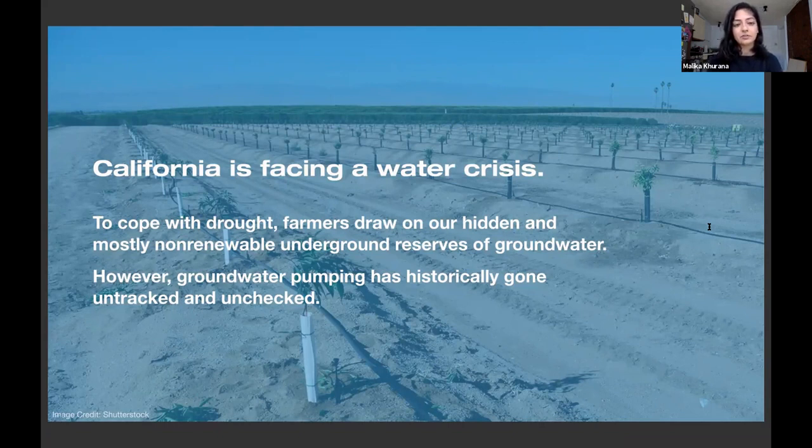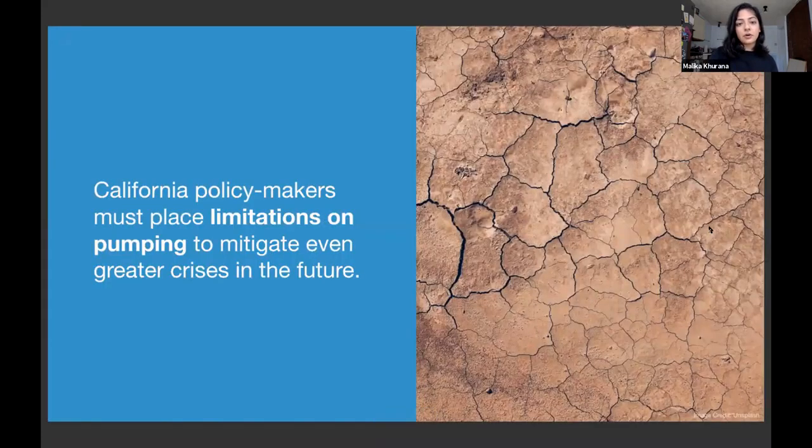So when there are times of drought, farmers in California have to draw on this hidden and essentially non-renewable underground source of water called groundwater. And the way that they do that is by pumping it. But pumping of groundwater has historically gone pretty much unchecked. And we're starting to realize a problem because groundwater is kind of the buffer or the cushion for the whole water system. And as we keep depleting that, it puts an even bigger risk during times of drought.